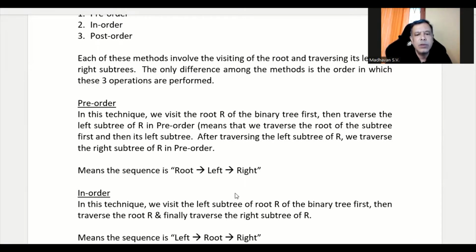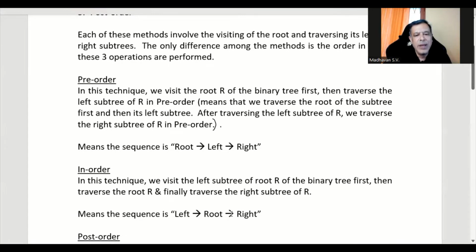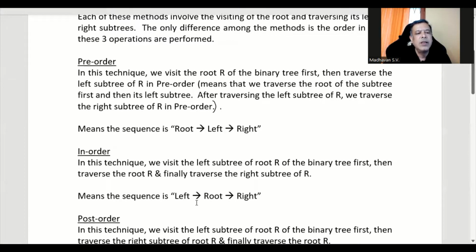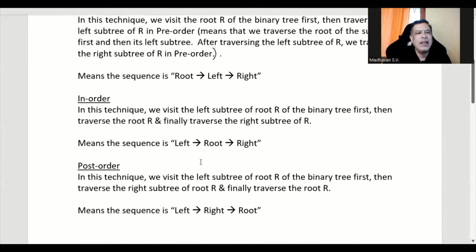So here also the bracket should end. The sequence is root, then left, and then right. Simply speaking, pre-order means root will come prior to left and right. When you say in-order, root will come in between left and right. Post-order means left and right will come first, and finally you will have root. So it is the location of the root. Pre-order means root will be in the beginning, in-order means root will be in the middle, post-order means it will be at the end.